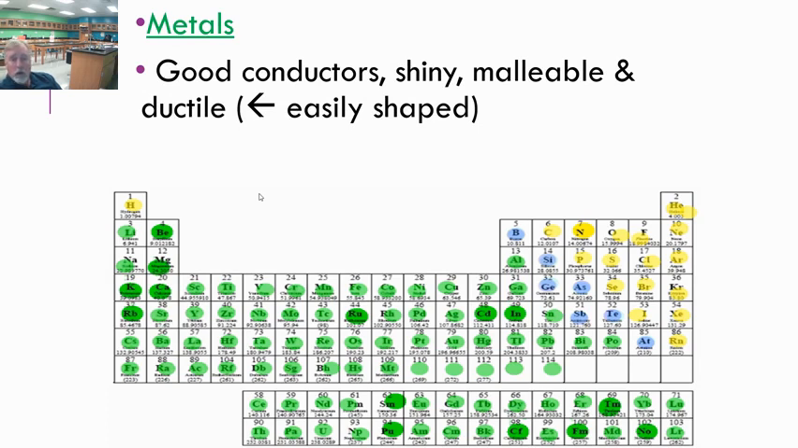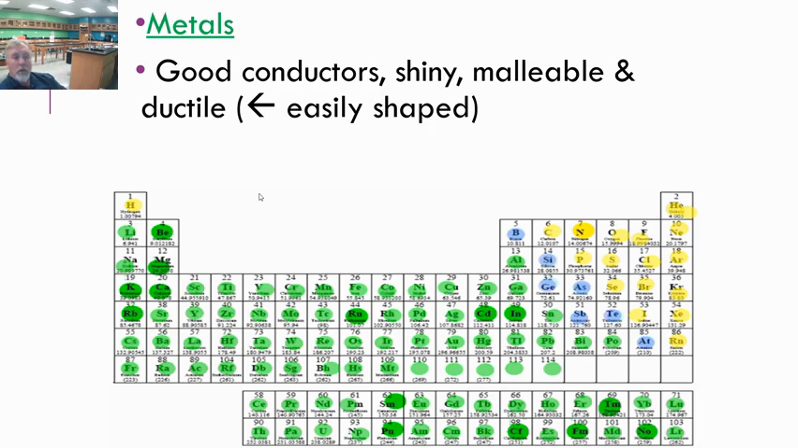We can use copper, gold, silver. Those all work very well. They not only conduct electricity well, they conduct heat well. And metals are typically shiny. You think of silver, gold as being shiny metals. Malleable means that you can dent them, if you will. You can take a hammer and you can dent them. Ductile, you can shape them, so we can bend them.